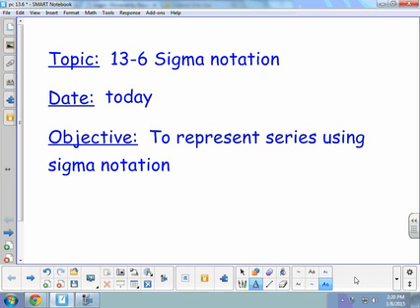Alright, today's lesson is 13-6, sigma notation. Our objective is to represent a series using sigma notation.